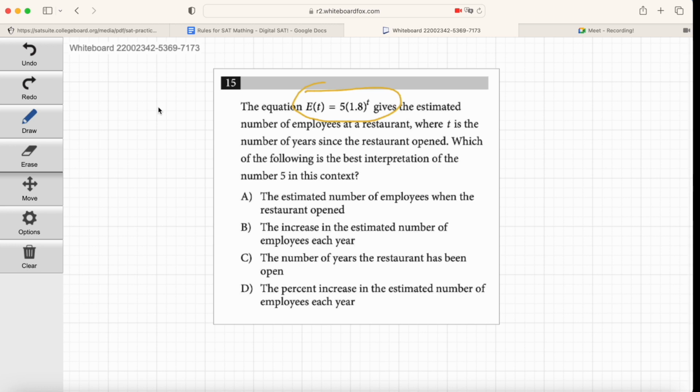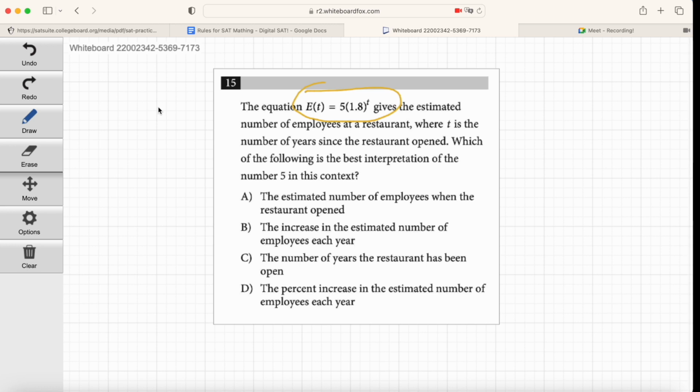Possibly the number of employees at the time when it opened, or at the moment. Yeah. Why do you say that? I think I agree with you. Why do you say that? Because we have in the parentheses 1.8, which could be an estimated time, just a general time, and then you have the t value is the time.